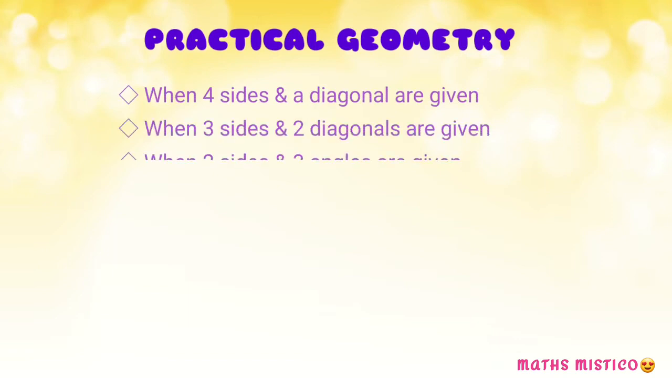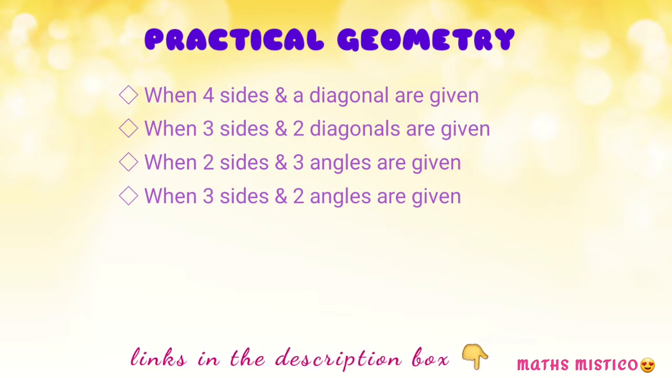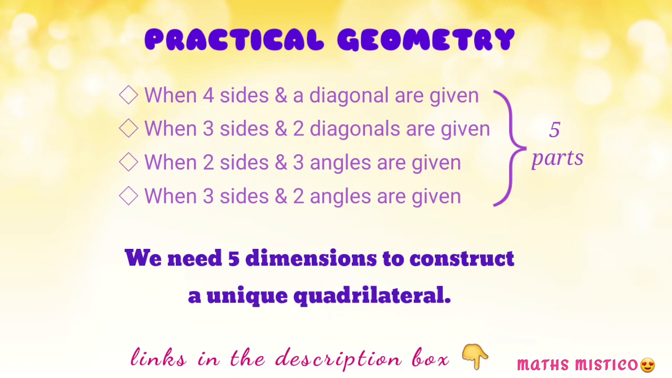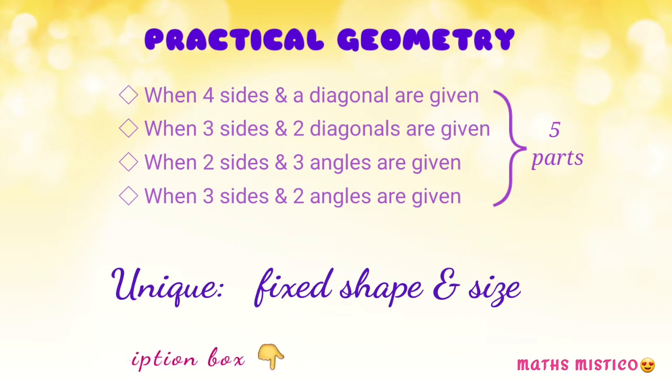In our previous videos, we have done 4 types of constructions of quadrilaterals. So how many dimensions do we need to draw a quadrilateral? Observe carefully, you will find that in all these cases, we had 5 parts of the quadrilateral given to us. It means we need 5 dimensions to construct a unique quadrilateral. What do you mean by unique? Unique means which has a fixed shape and size.